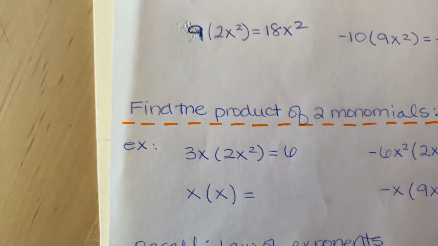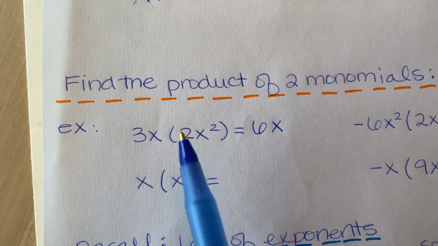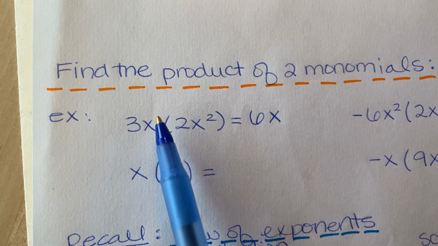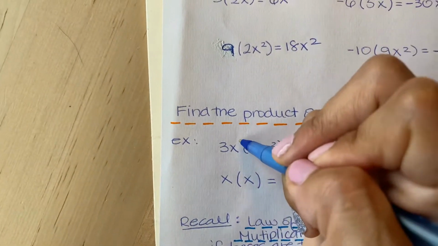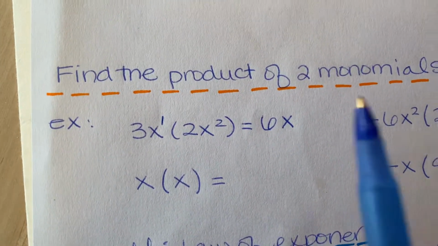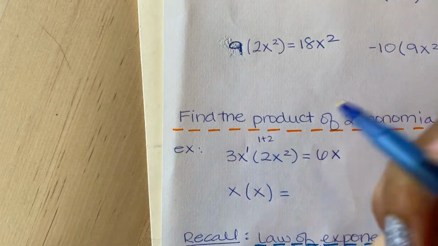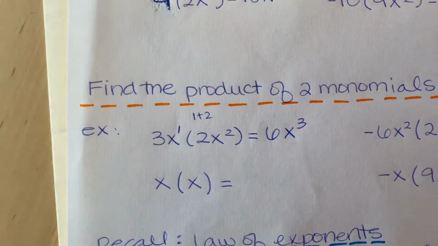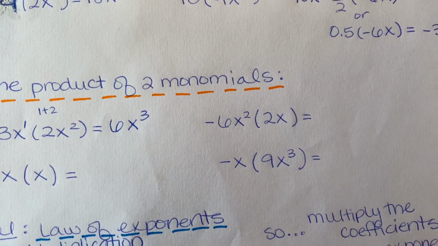And now I know my base is x, but what is my exponent? It is the sum because you're going to add. Now this has 2, this has 1. Remember in math, 1 is implied. So what is 1 plus 2, right? 1 plus 2 gives me x cubed. And that's my product.